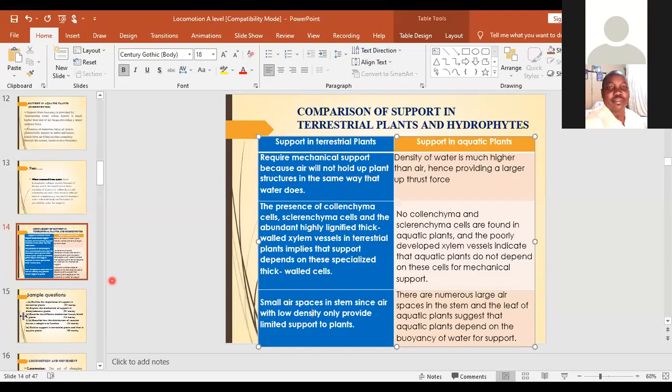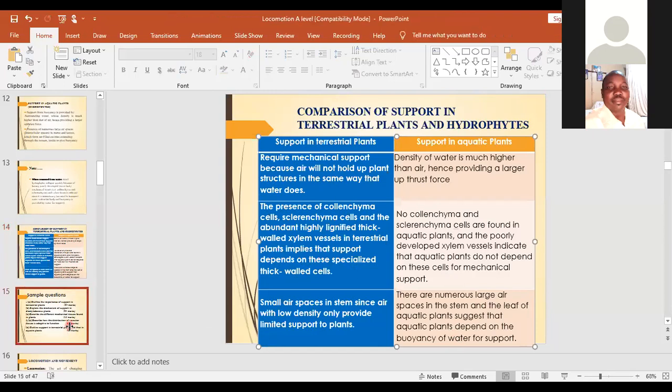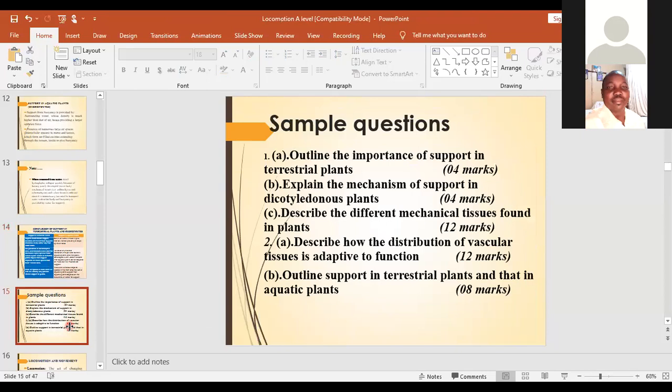So members, let's look at a sample question that was in UNEB that tries to use the information that we have. You can copy that question. The first one was saying, outline the importance of support in terrestrial plants, which we've talked about. Explain the mechanism of support in dicotyledonous plants. I think we also talked about that, relying mainly on turgor pressure, relying on mechanical tissues, and then relying on some of those tissues.